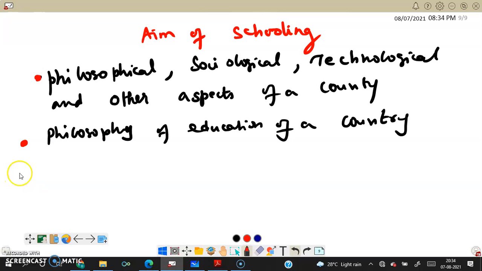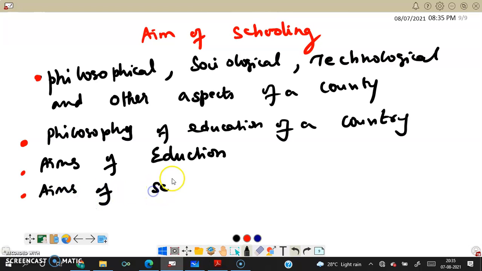What is our country's philosophy? If you see, it is about truth, beauty, and goodness. We can say that is our country's main philosophy. With some other country, it may be different. There are different aims of education. There may be some universal aim or a particular aim of the particular country, and then aims of schooling. Why are we sending the children to school? There are certain aims.